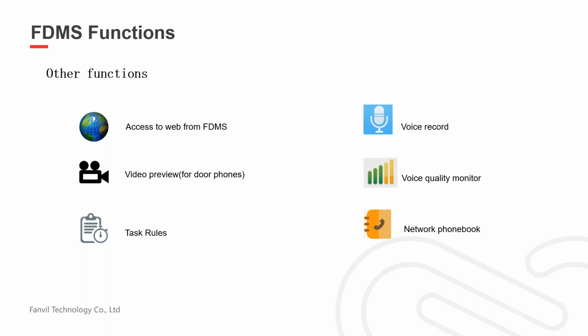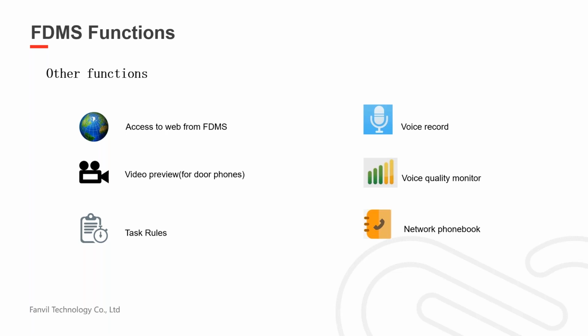And also we can support the voice quality monitor. It is realized by the RTCP-XR. And with this monitor function, you can monitor and get the voice quality warning if there is some low or bad quality for calls. Then you can check what's the reason that caused the bad voice quality, or how we prevent the bad voice quality for calls with FDMS.